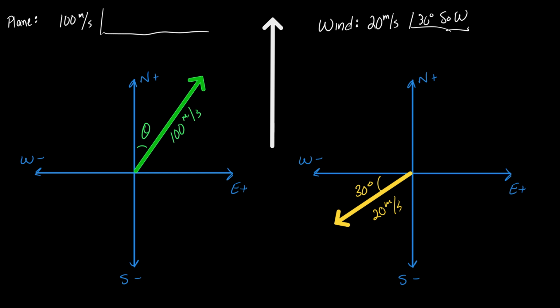Now after this, I'm supposed to break up my vectors into their components. And that's just the trig portion of this. But I can't really break the plane up into components because I don't know the angle. So I'll start with the wind because I know everything about the wind. And I'm going to say that there's a component this way and a component this way. Does that make sense?